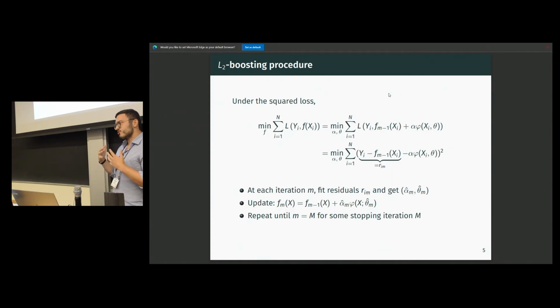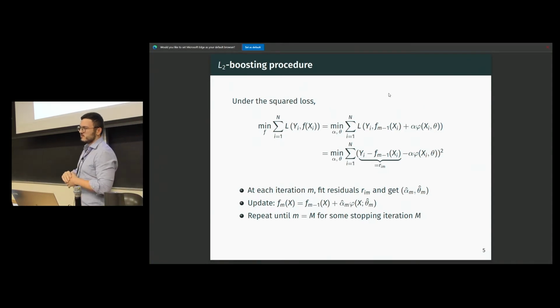Fortunately, boosting is known to be quite resistant to overfitting, so we can have many iterations and just run it for a long time, hoping that our results are going to be good. But of course, in practice, you have to think about computational time. So usually people will do cross-validation with early stopping.